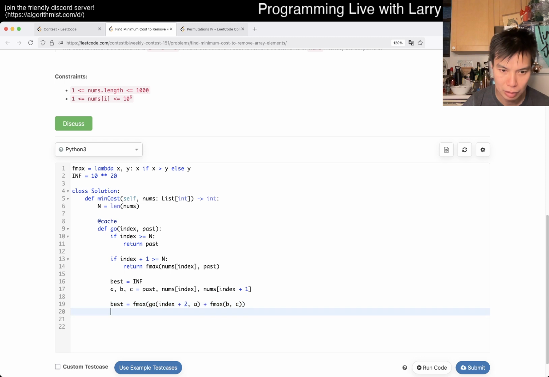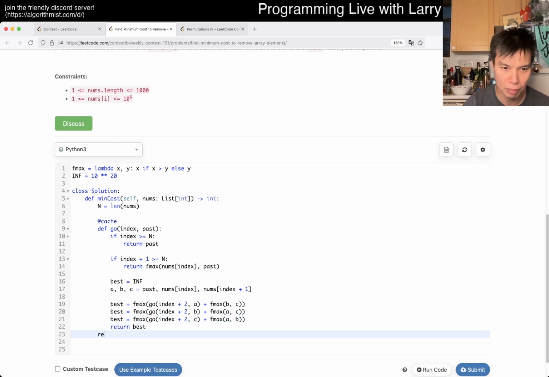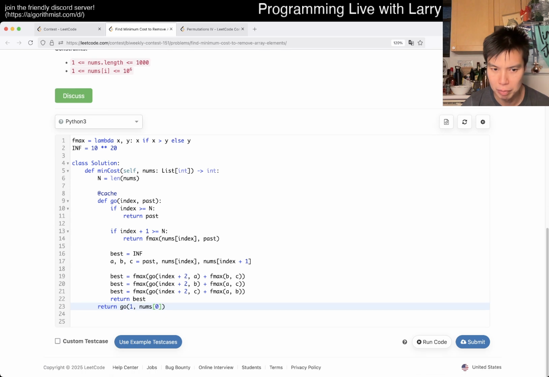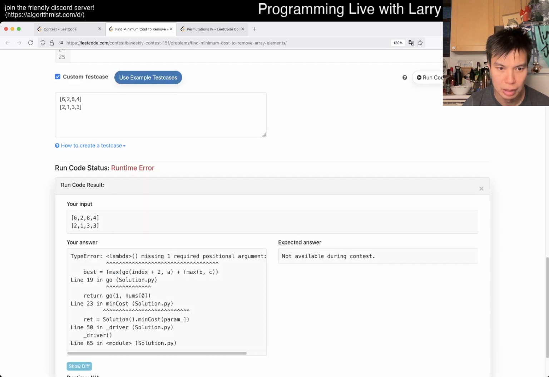you have this, you have this, and then you have this. I think that's right-ish. Maybe, I mean, it could be wrong, but 1 and then nums of 0. It could be wrong by some amount, but the idea should be mostly okay.